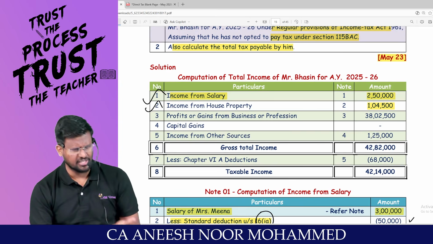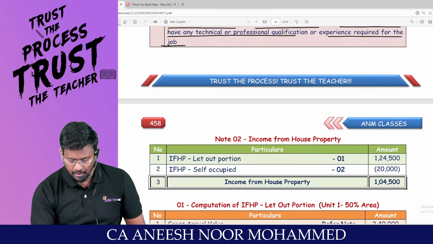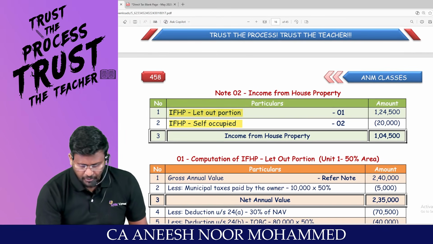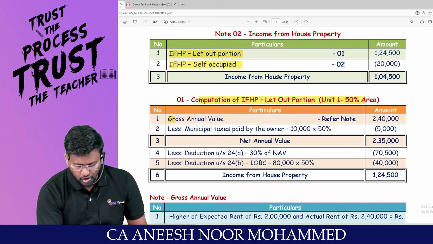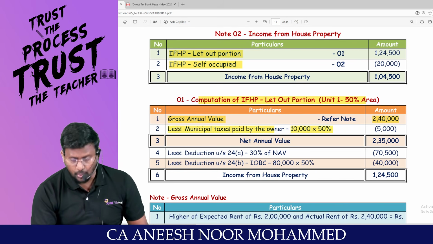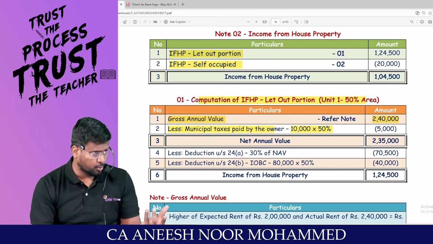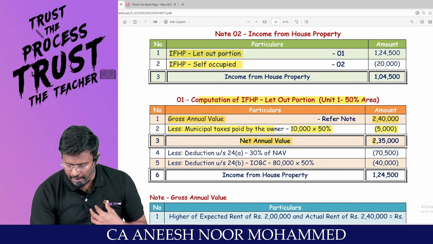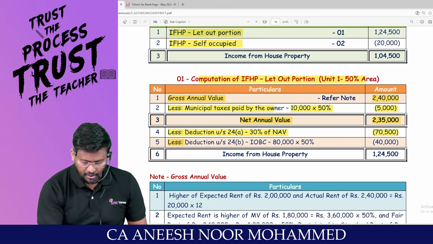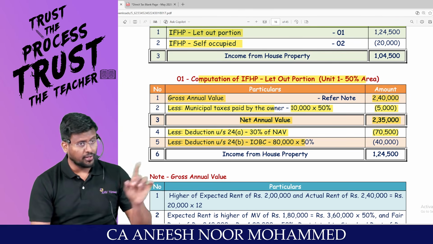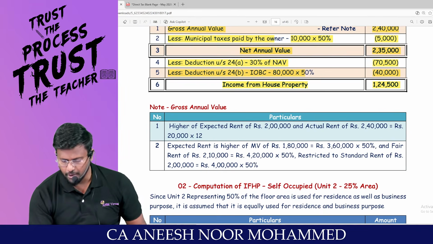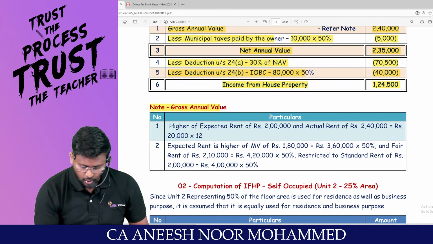Income from house property. Just now I have finalized one single table. Instead of putting that table in our presentation, we have IFHP let out portion and IFHP self-occupied portion. Let out portion GAV, actual rent received 2,40,000. LessLT bar MT, total 10,000. On that, 50% is the share of the let out portion. Am I right? 5,000 can be claimed. NA will be 2,35,000. Less, on that 2,35,000, 30% will be 70,500. 24B, total 80,000. On that, 50% can be claimed for the let out portion, so 40,000. You will be getting IFHP of 1,24,500. GAV notes have been attached.